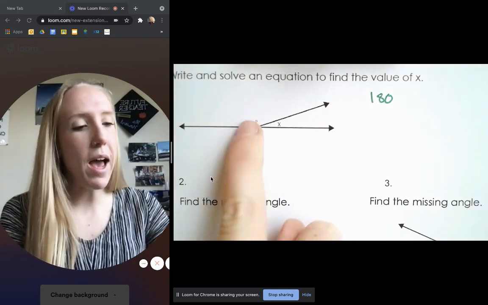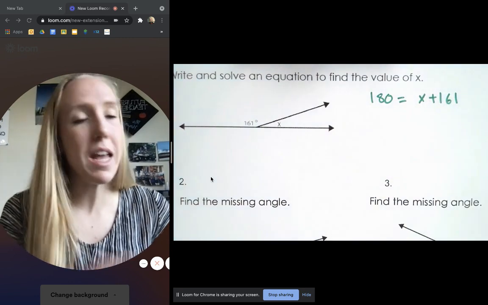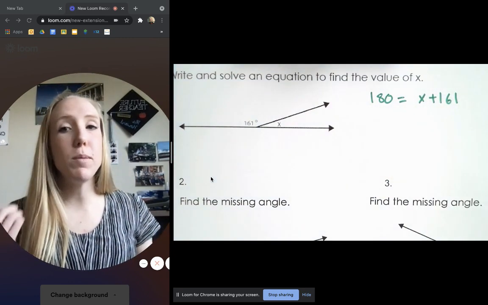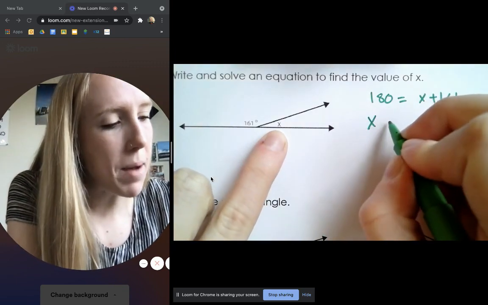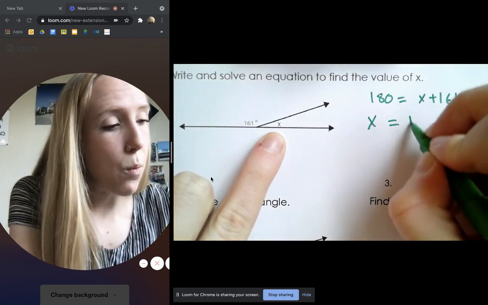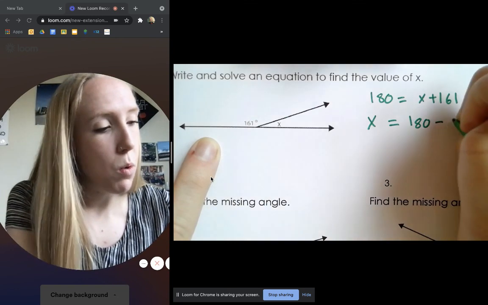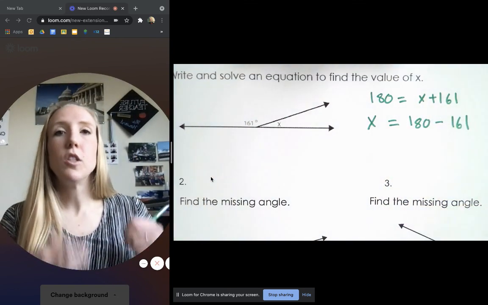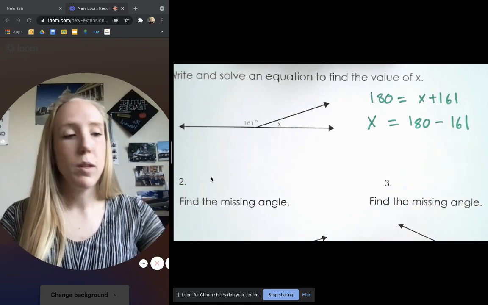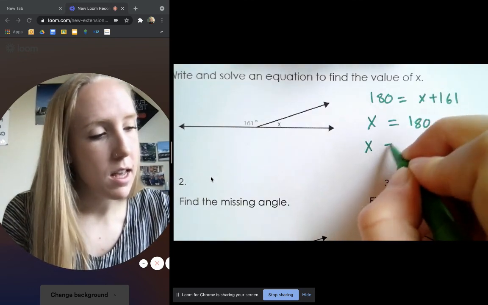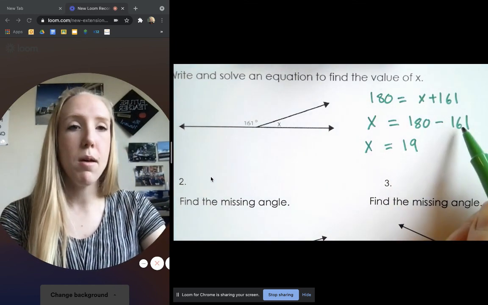Plus x. So x plus 161 equals 180. To make this really easy on ourselves, how we can think about it is that x must equal 180 minus the part that we know. The part that we know is 161. So x has to equal 180 minus 161, which would mean that x equals 19, because you subtract 180 minus 161.